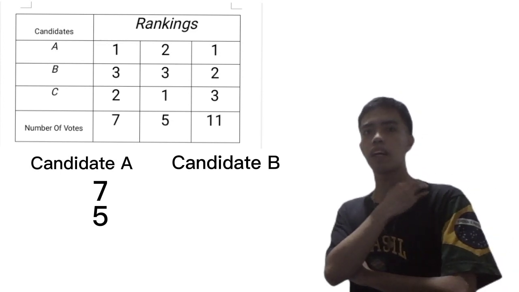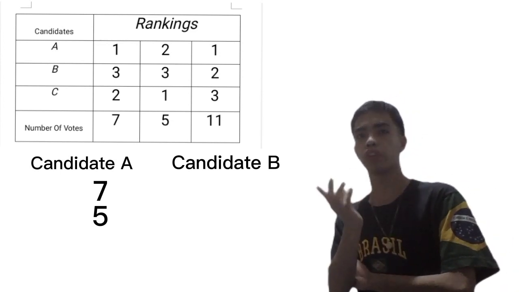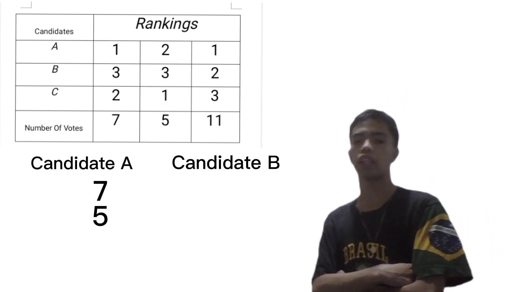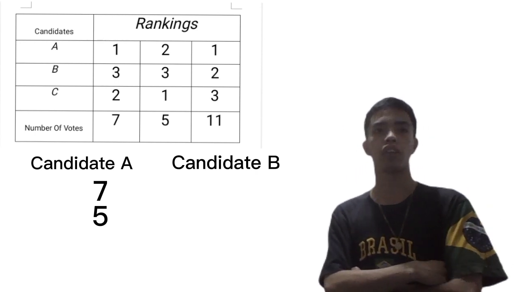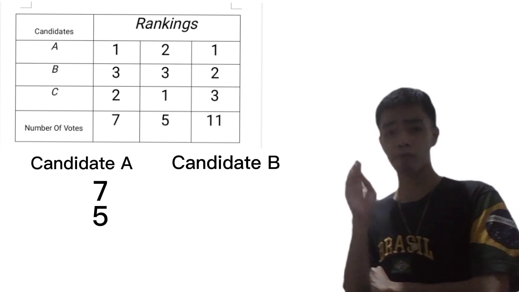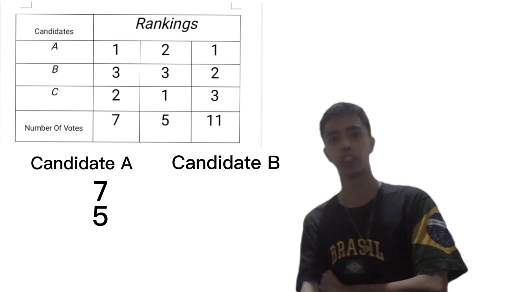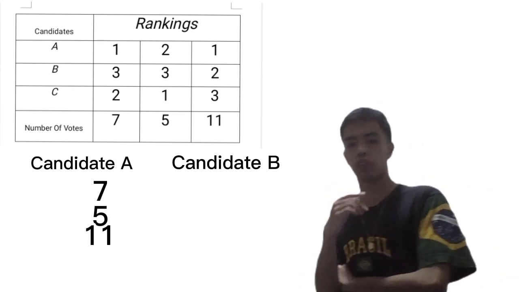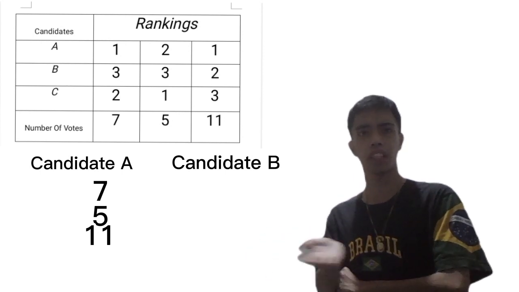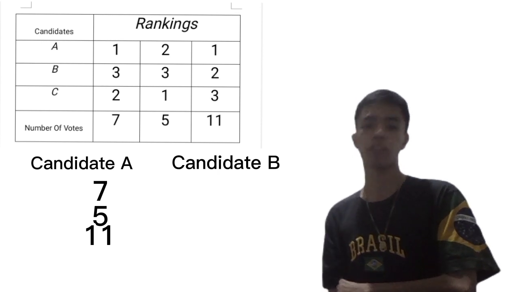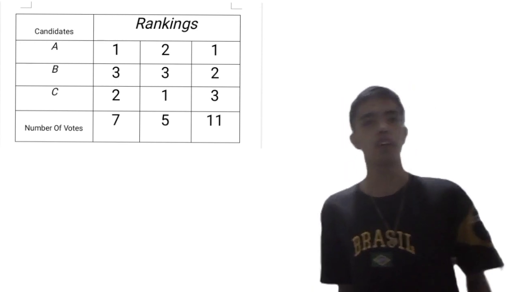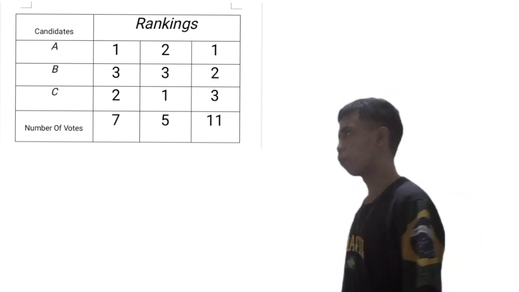Now for the 11 voters, candidate A got first while candidate B got second, which means the 11 votes go to candidate A. There's no need to calculate further because we know that candidate A beats candidate B in the number of voters. So candidate A got 1 point.